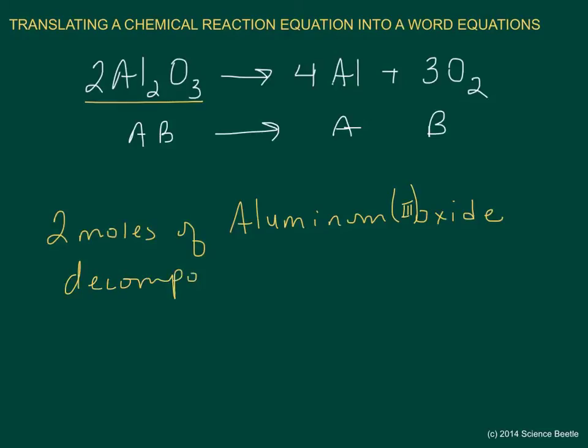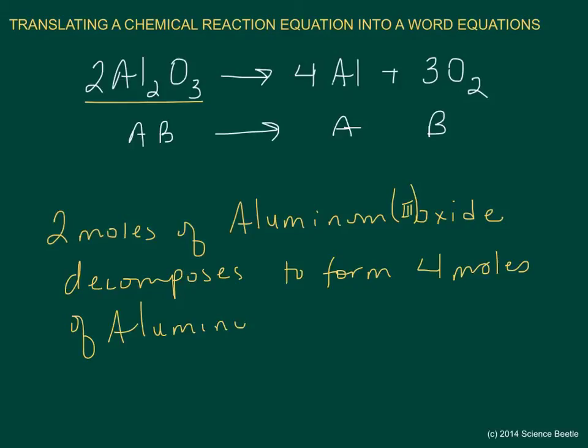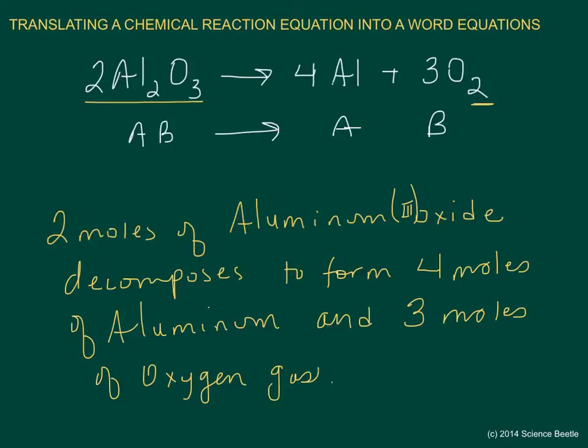decomposes, and notice that we use decompose because this is a decomposition reaction, decomposes to form 4 moles of aluminum and 3 moles of oxygen. Now here at the very end, be careful, this is oxygen with O2, so this means that this is oxygen gas.